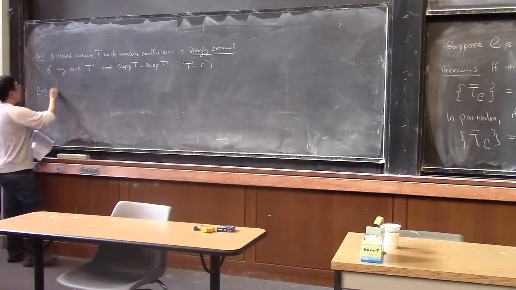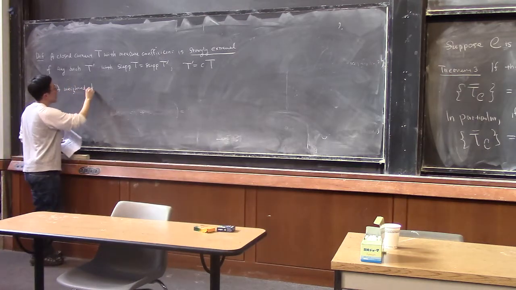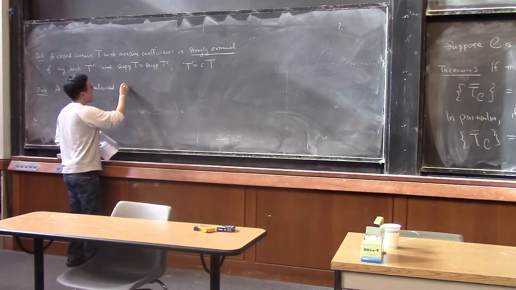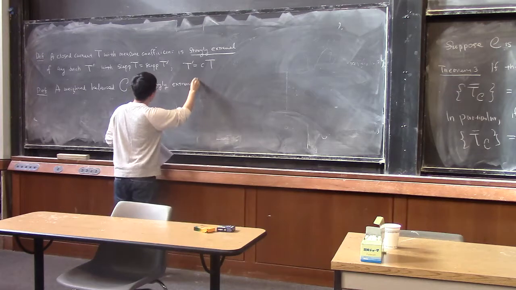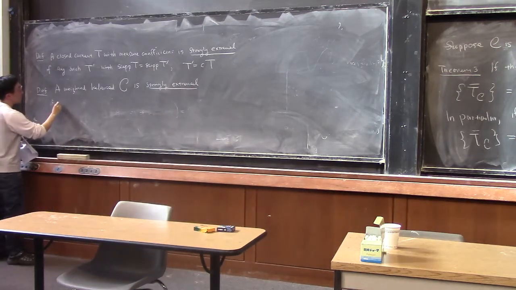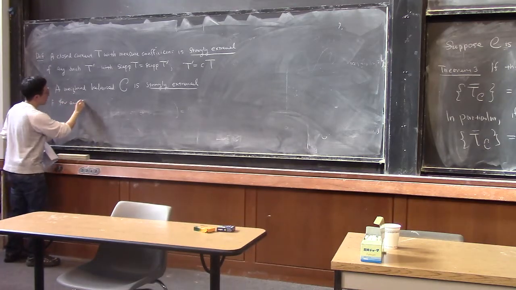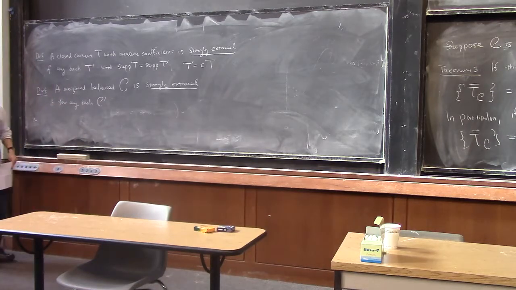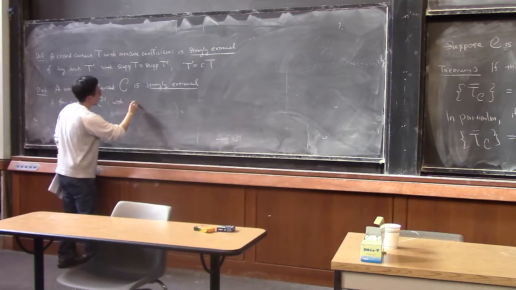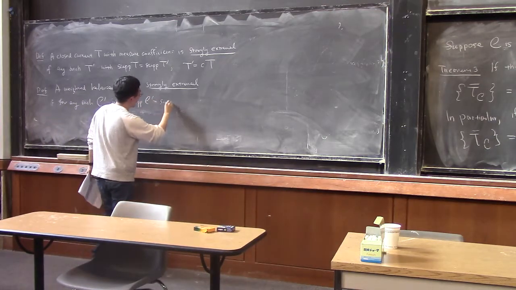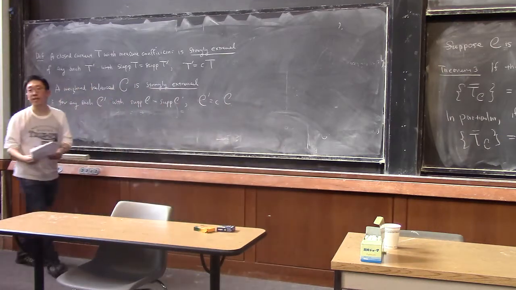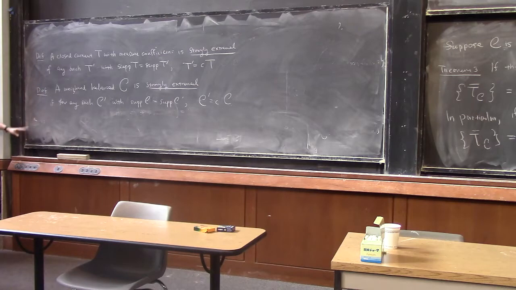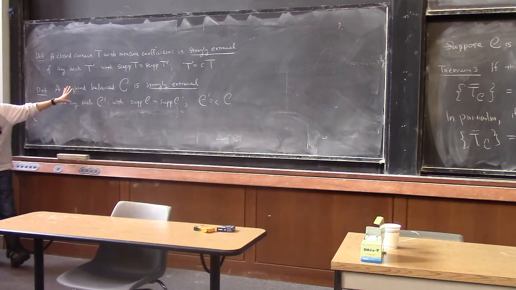And analogously, you could say a weighted and balanced complex C is strongly extremal if for any such C prime, a weighted balanced complex of the same dimension, which consists of the same collection of cones, there is a constant C which makes C prime a multiple of C. So this looks very similar, but if you think about it, this condition is a very explicit, easy to check condition. It's just basically a bunch of linear algebraic conditions.